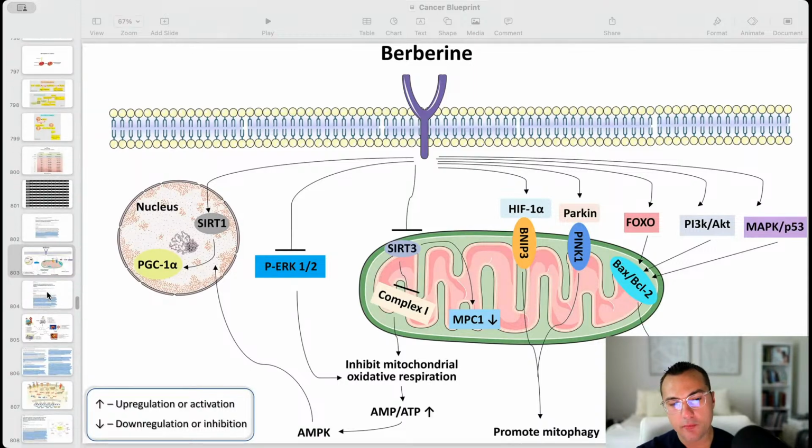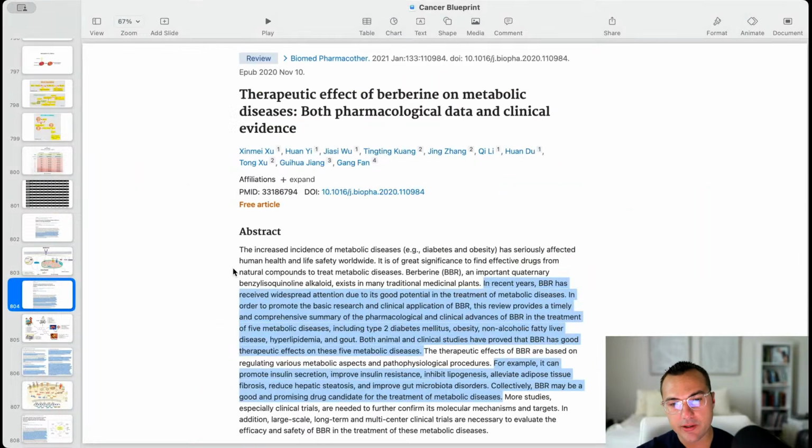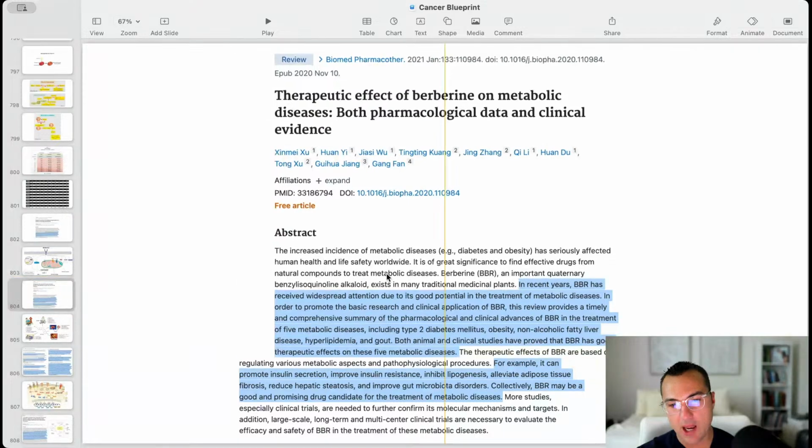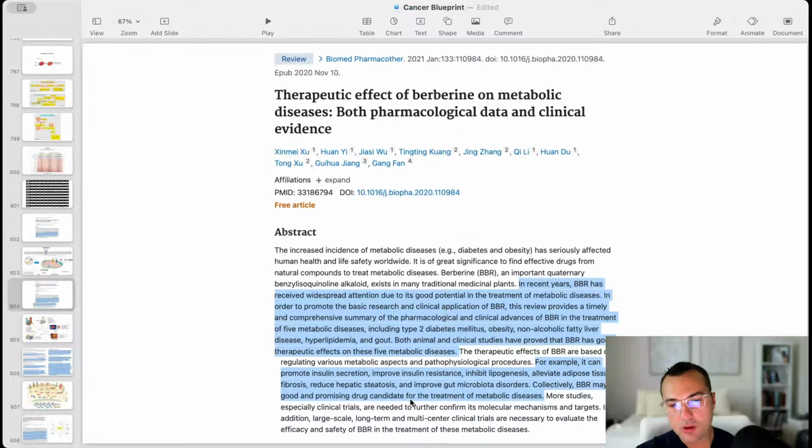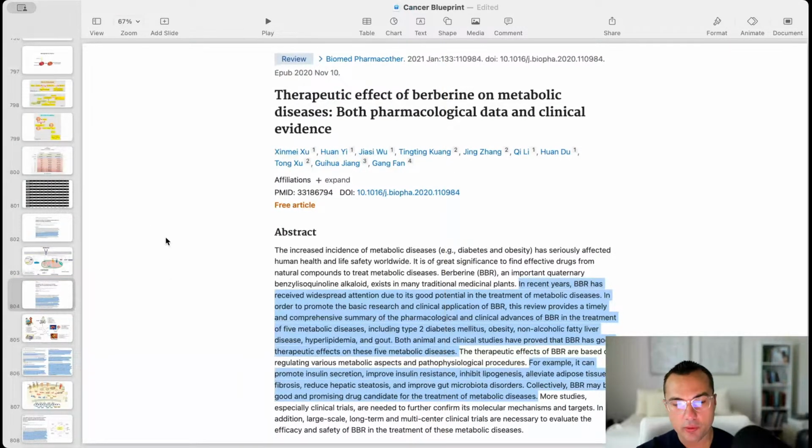And I just wanted to share that first because obviously we're talking about cancers and mitochondrial metabolic disease, and prevention is way better than dealing with a diagnosis after the fact. So the first paper I want to talk about with berberine is titled Therapeutic Effects of Berberine on Metabolic Diseases, both pharmacological data and clinical evidence, and it's published in 2021.